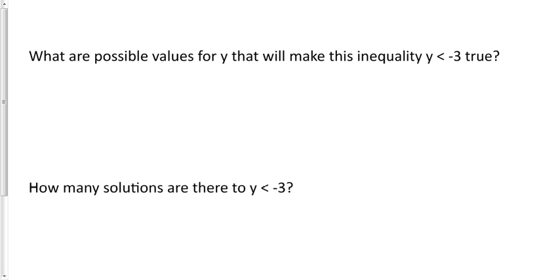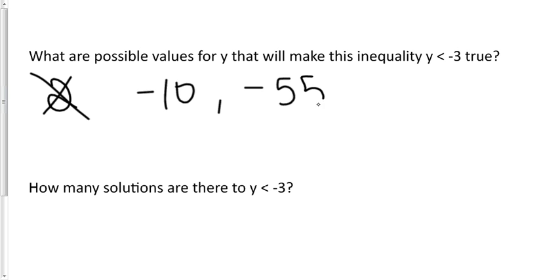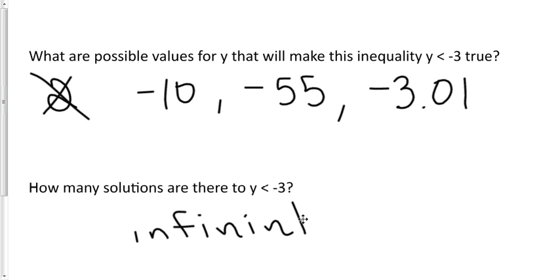So let's take a look at some inequalities. What are the possible values for y that will make this inequality y is less than -3 true? So what could y be? Could y be 2? No, it can't, because 2 is not less than -3. I want values that are less than -3. So things like -10 or -55 or -3.01, still less than -3. And we can keep on going and going and going. There are infinite solutions to that inequality.